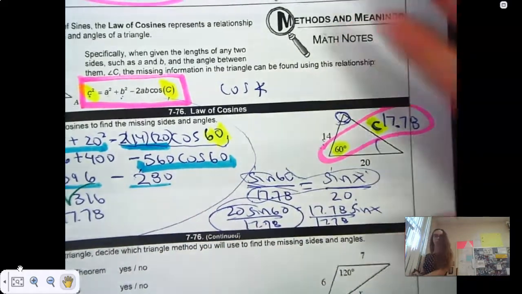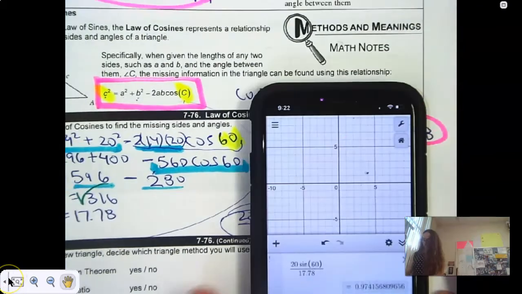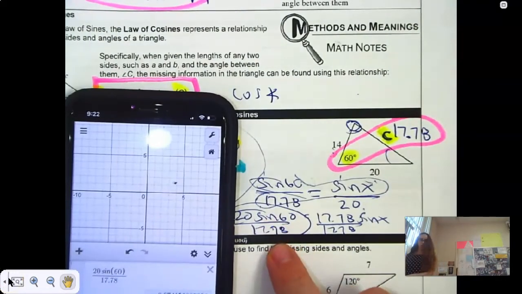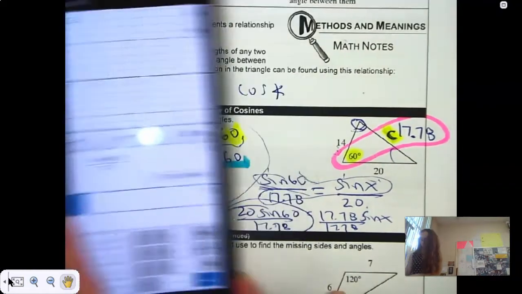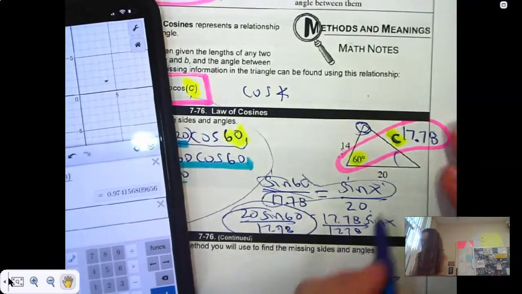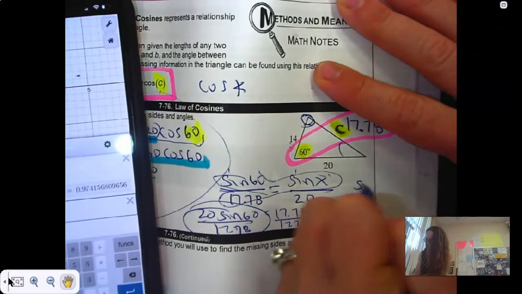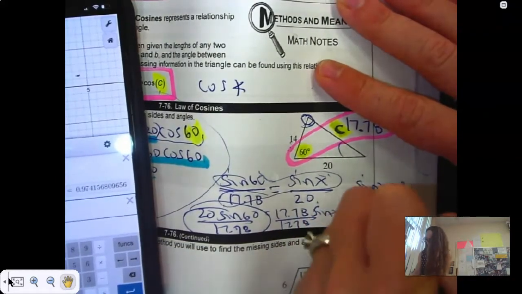I'm going to put that in the calculator. Give me a second. So I took this, the 20 times 60, and I put it in there, and I got 0.97. I made sure it was in degree mode, and it is, so it's 0.97. So now I'm left with sine of x equals 0.97.